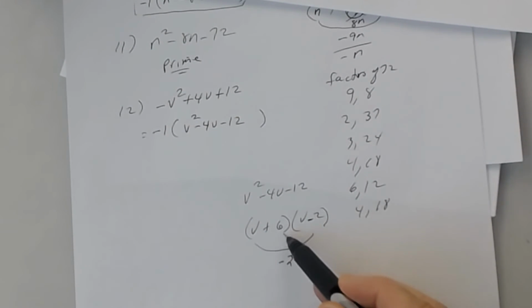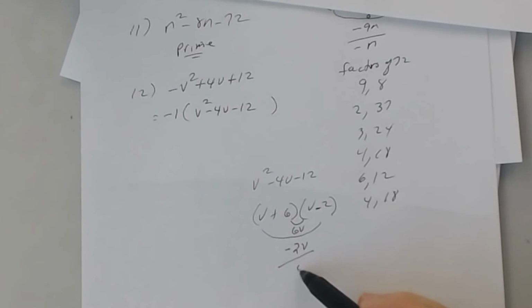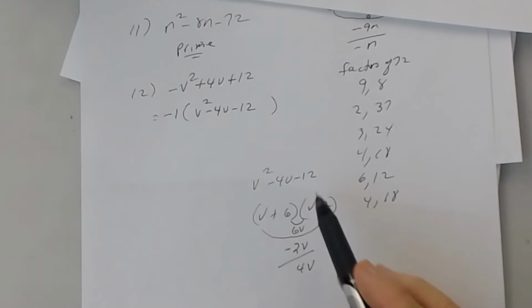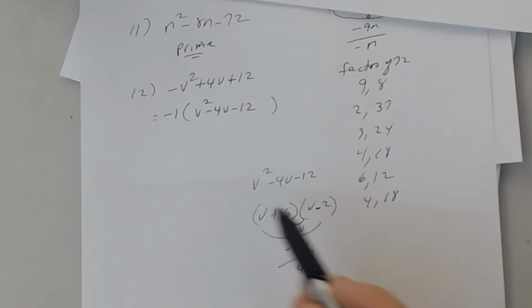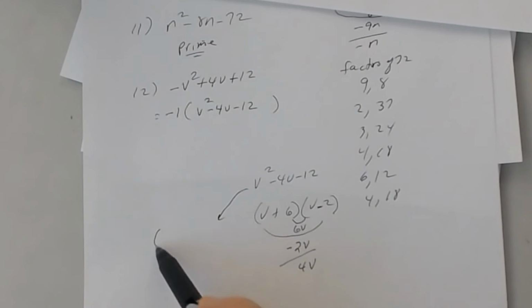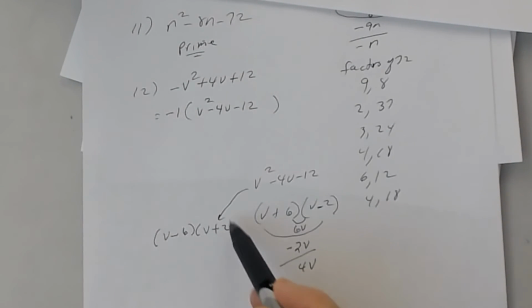Negative 2v. What's the inner? 6v. And when I add them up, what do I get? Positive 4v. But what did I want? Negative 4v. So since what I have and what I want are just different by a sign, that just says I just change the signs in here. So the answer should be v minus 6 times what? V plus 2.